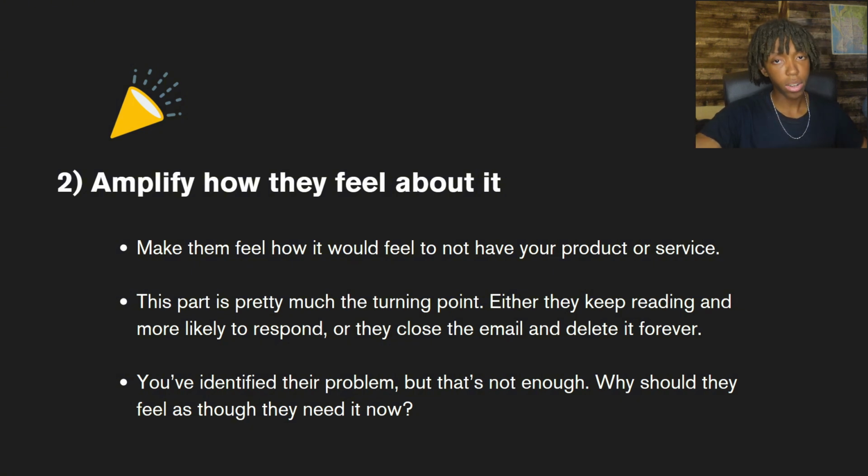You've already identified the problem, but that's not enough. Why should they feel as though they need it now? Amplify their feeling about it. Amplify why they need it right now and what would happen if they didn't get it right now. So you're going to want to be creative with this part.